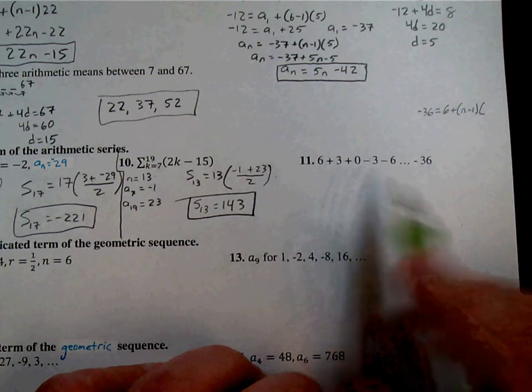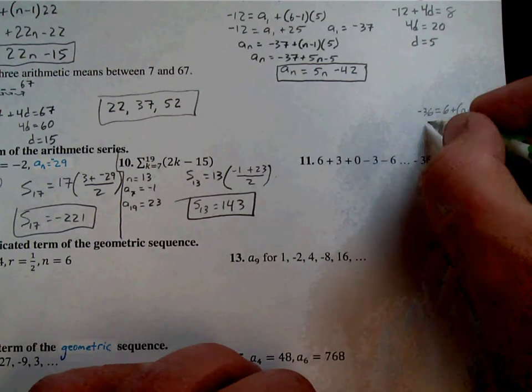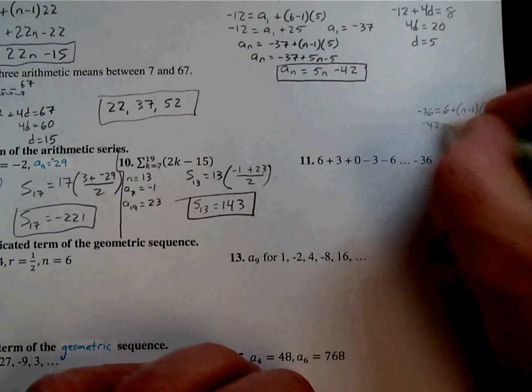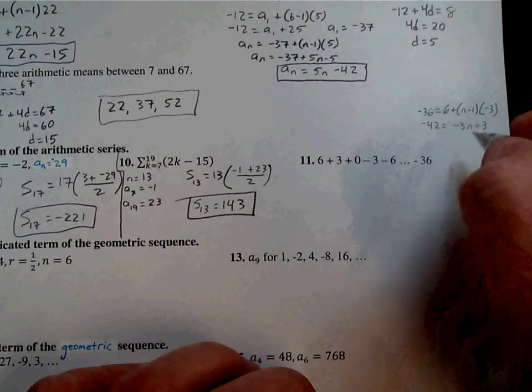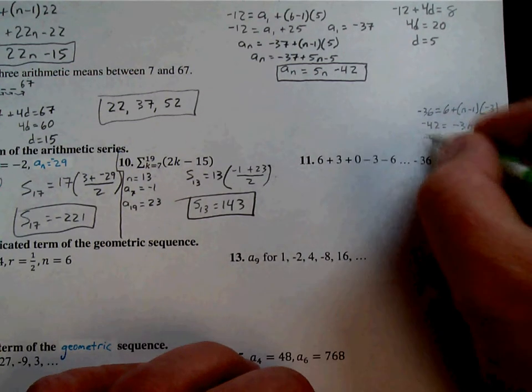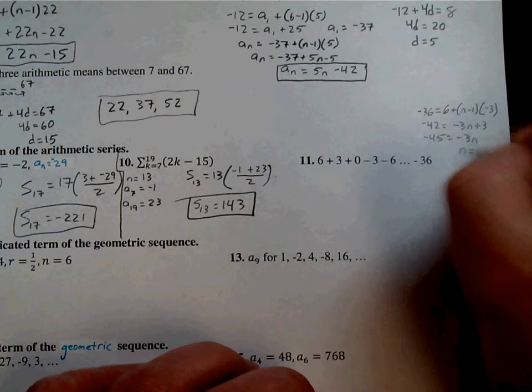D, looks like I'm subtracting 3 over and over again. So minus 3, subtract 6, negative 42. Then distribute the negative 3, so negative 3n plus 3. Subtract the 3, negative 45 is equal to negative 3n, so n has to be 15.